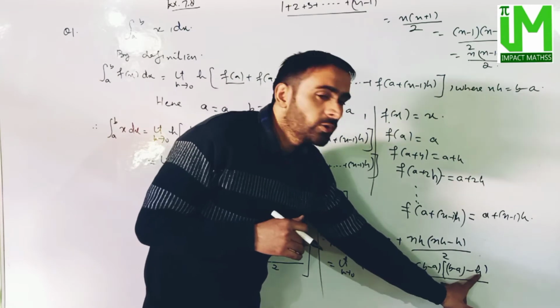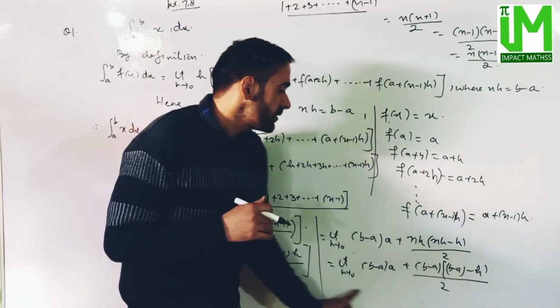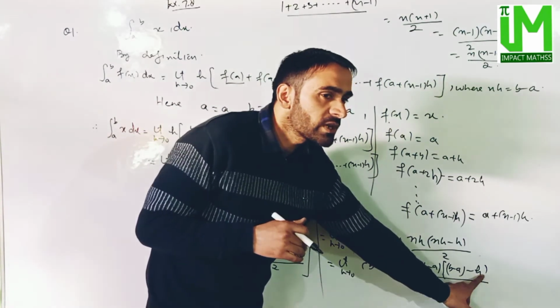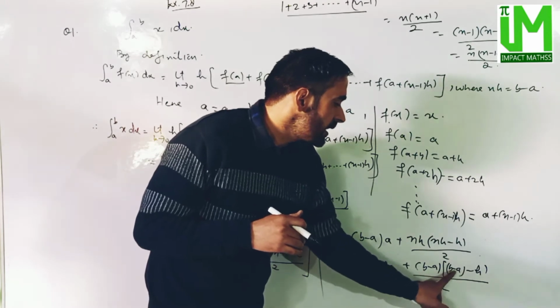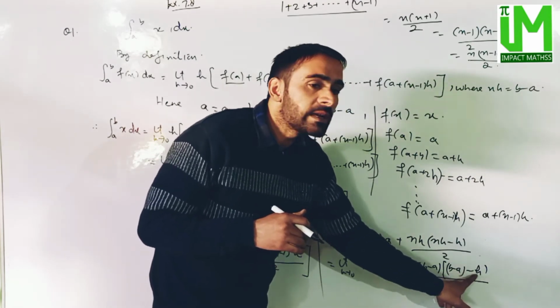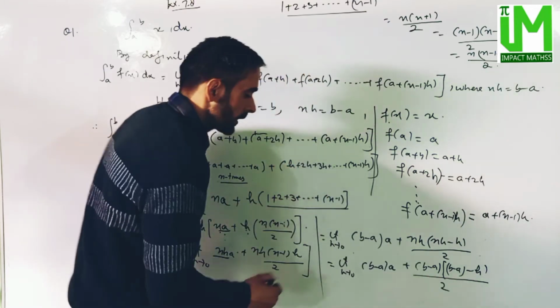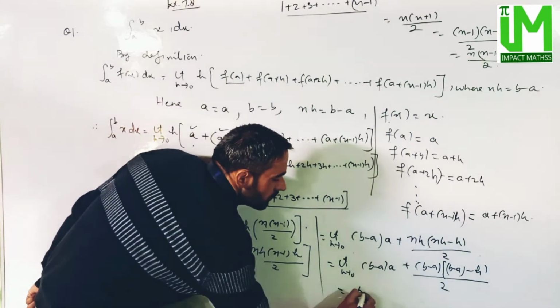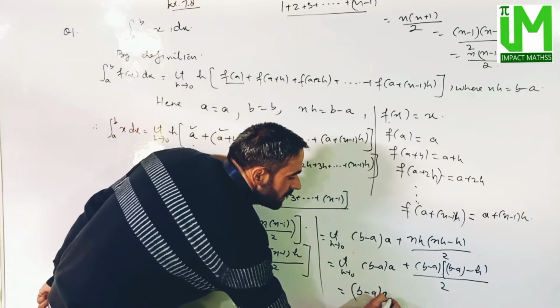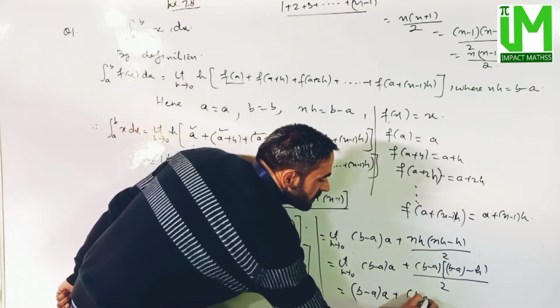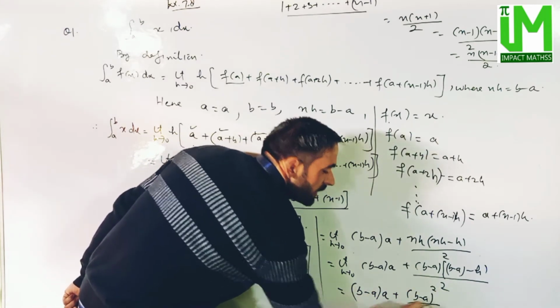ठीक है? Then the value of the term becomes 0. So this will be (b minus a) into (b minus a minus 0). यानी ये टर्म पे, वो फर्क। So this will be now (b minus a) into (a plus b minus a) whole square divided by 2.